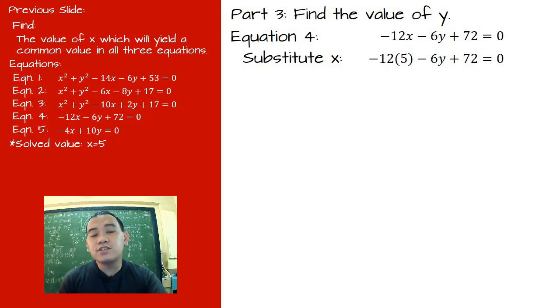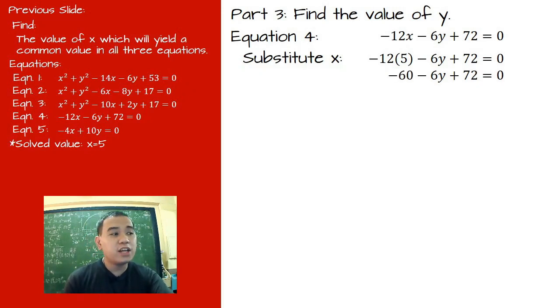So I decided to substitute the value of x into equation 4 because it has a simpler form, such that my equation now reads out as negative 12 times 5 minus negative 6y plus 72 equals to 0. I'm going to simplify it so that the negative 12 and 5 become negative 60. Then I'm going to combine like terms, which are negative 60 and positive 72.